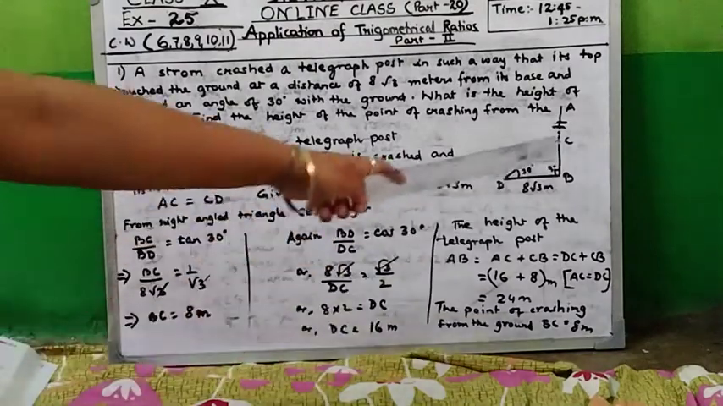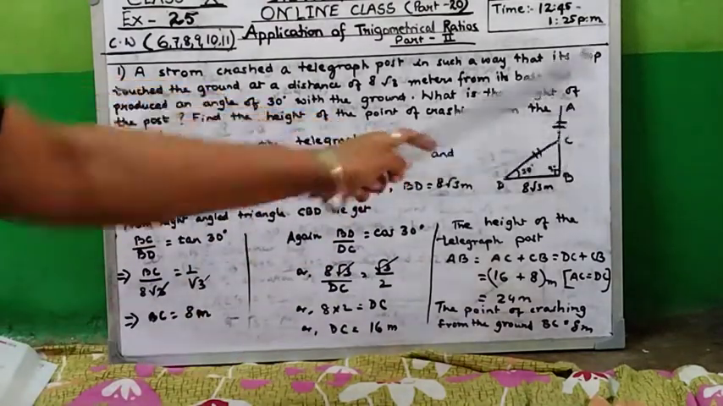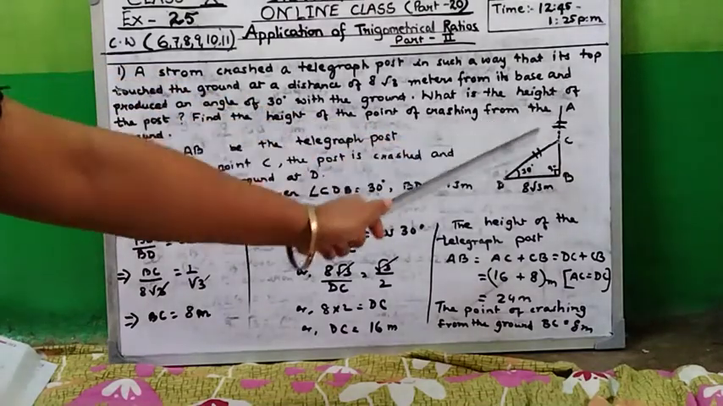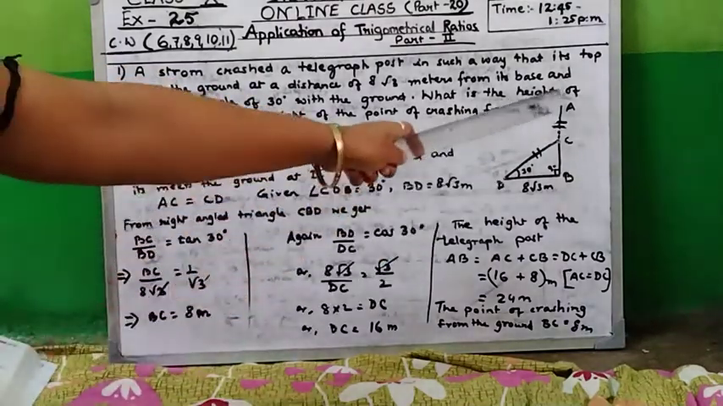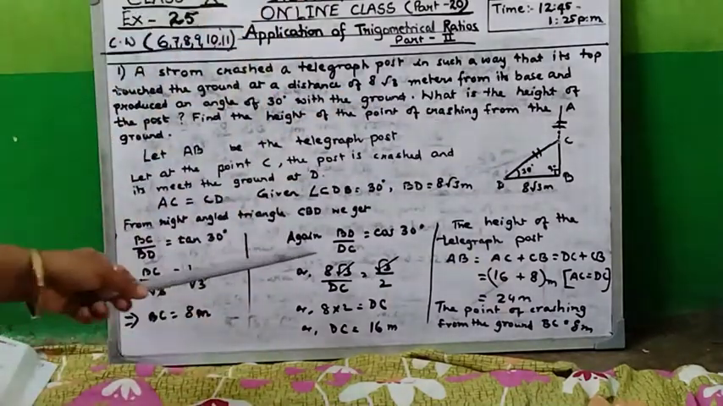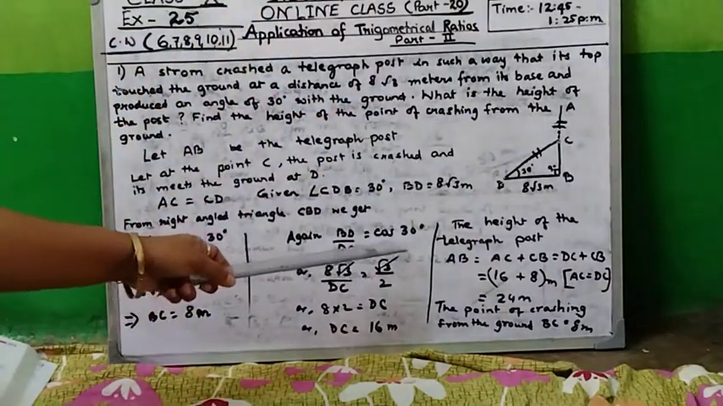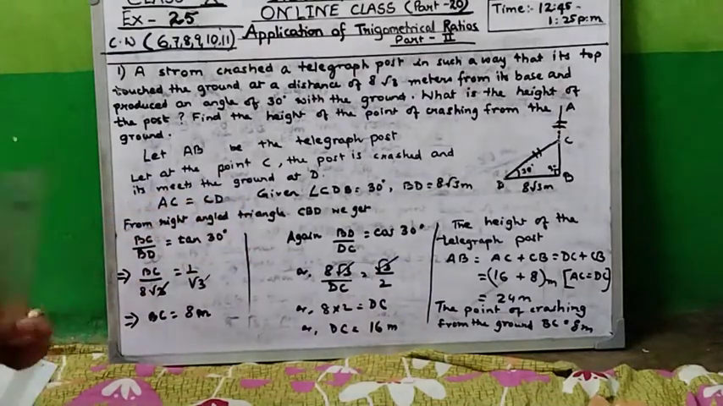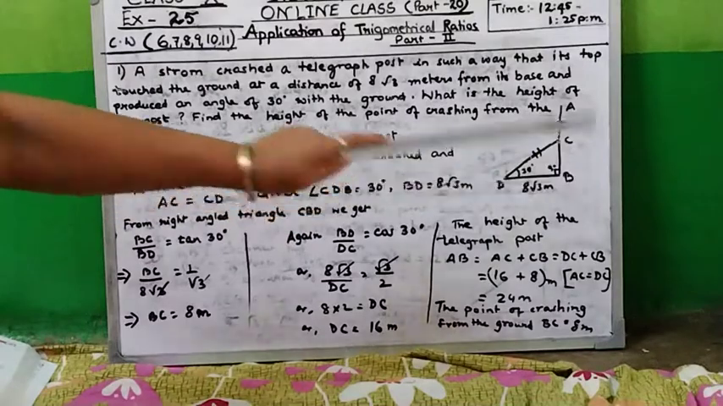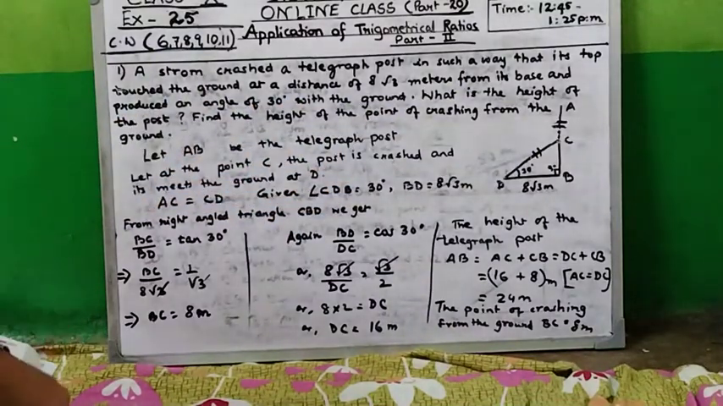So we got the portion of the telegraph post that still remains erected on the ground. Now the broken portion, that is the AC, or you can say the DC portion. Again, BD by DC is equal to cos 30. Why cos? Because hypotenuse we have to find and base is given with you. Cos is what?